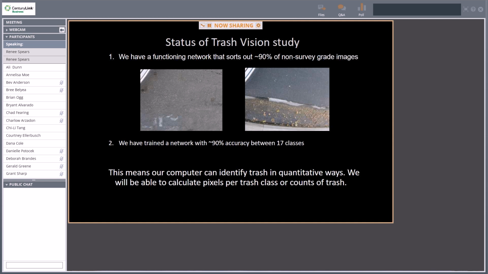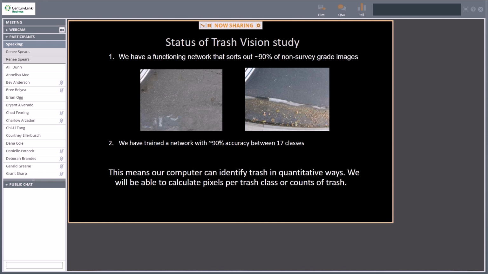So we had this idea that building an image-based search engine could be useful to monitoring trash. That's the idea. And we got the images about a month ago. And we've made some progress, but we still have a lot more to do. So right now what we have is a functioning neural network that can detect whether or not an image is of survey-grade quality.